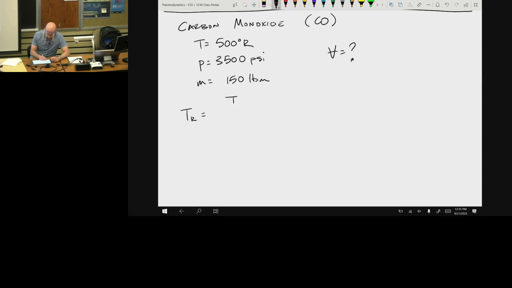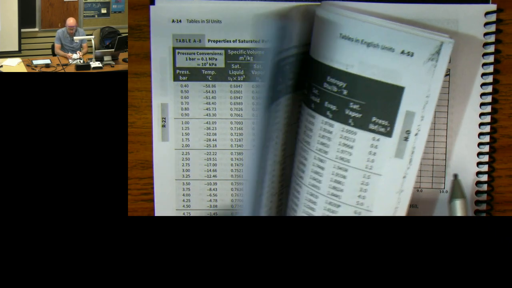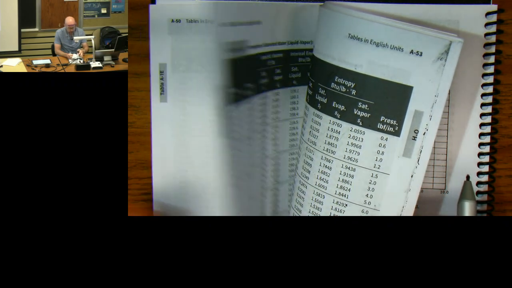So that's going to be the temperature divided by the critical temperature, and the reduced pressure is going to be equal to the pressure over the critical pressure. And we can find these critical temperatures and critical pressures if we go to our tables, and we go to table A1E. Remember, there are English tables, and I want to just make this point clear.